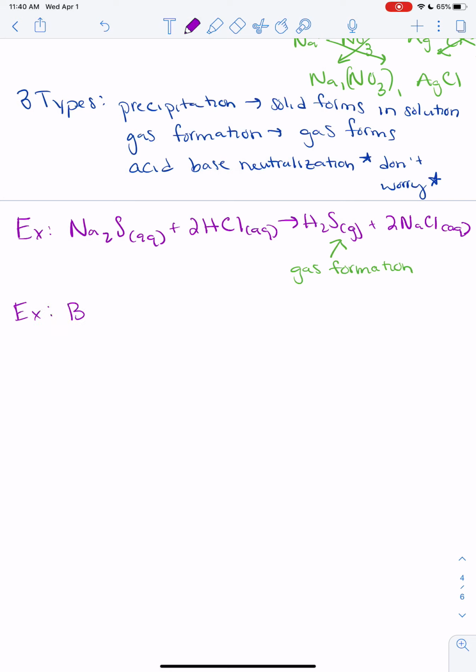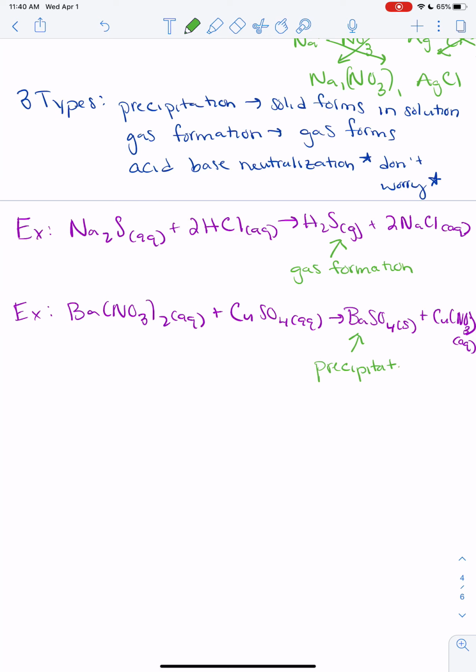Let's do another one. If we have something like this, running out of room here, (aq). So here we have two aqueous solutions and they combine and form a solid and an aqueous. So when we have something like that, where we have two aqueous or liquid type things and then they form a solid, this is called a precipitate.